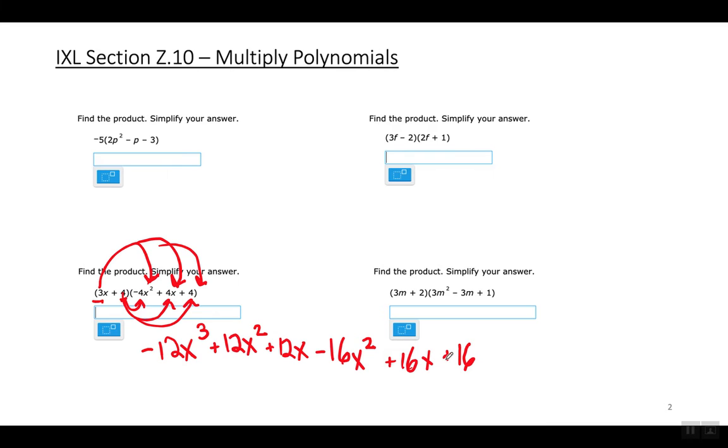And now you have to combine like terms. Ahora combinamos los términos iguales. So 12x squared minus 16x squared. I'm going to have -12x to the third power, and the 12x squared minus 16x squared is negative 4x to the second power. So I already have this one in my answer and these two. Now I have to do 12x plus 16x, and that's going to give me 28x.